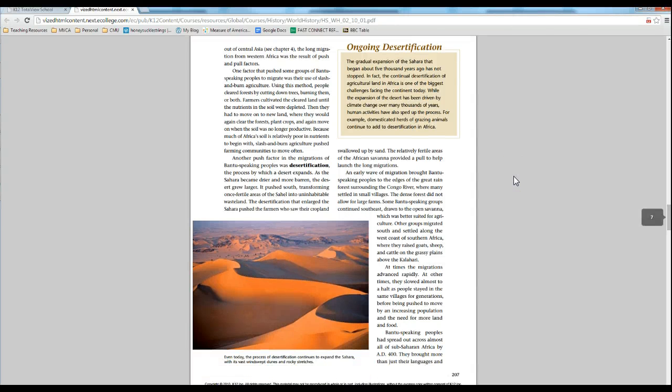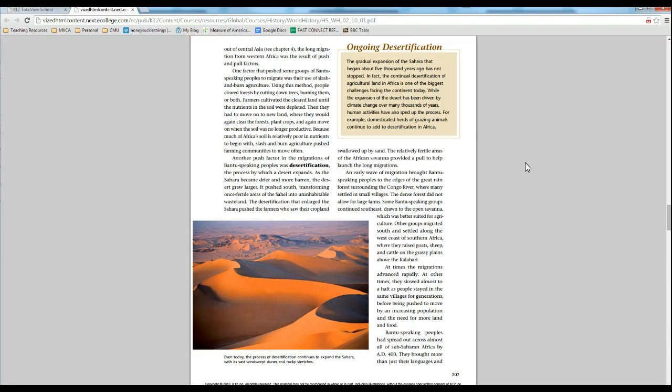One factor that pushed some groups of Bantu-speaking peoples to migrate was their use of slash and burn agriculture. Using this method, people cleared forests by cutting down trees, burning them, or both. Farmers then cultivated the cleared land until the nutrients in the soil were depleted, meaning they then had to move elsewhere because they couldn't farm that land anymore. So then they moved on to new land where they again did the same thing.